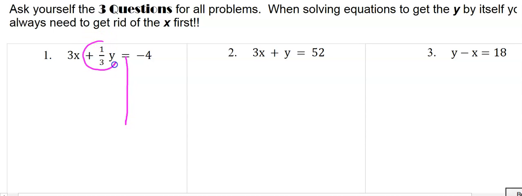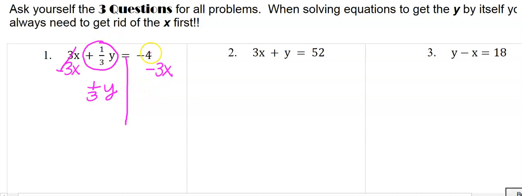So I'm going to come over here to question number 1. What do I want to get by itself? The y. So I need to get rid of everything by it. In person, I like to cover this right here, and what's by it? The 3x. How do you get rid of a 3x? You subtract the x. How do I know that this 3x up here is positive? I know that because there's no negative in front of it. And what you do to one side of the equation, you must also do to the other. So I'm left with 1/3 y.